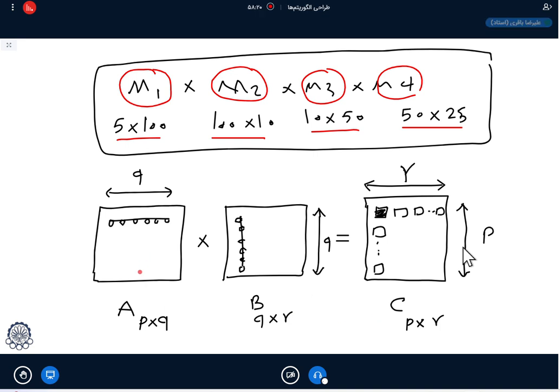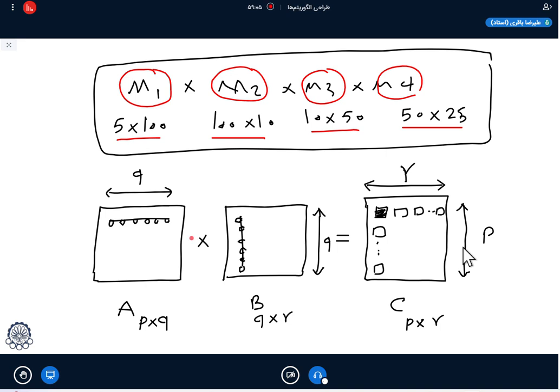And in this slide, if we multiply a matrix A, which has P rows and Q columns, by matrix B, which has Q rows and R columns, the result will be a matrix C, which has P rows and R columns. The middle dimension, which is Q, is omitted in the result. We do not have Q here, just the first one and the last one, P and R.